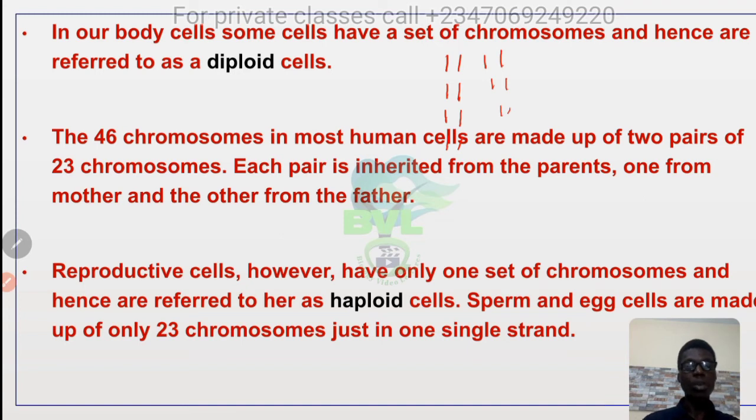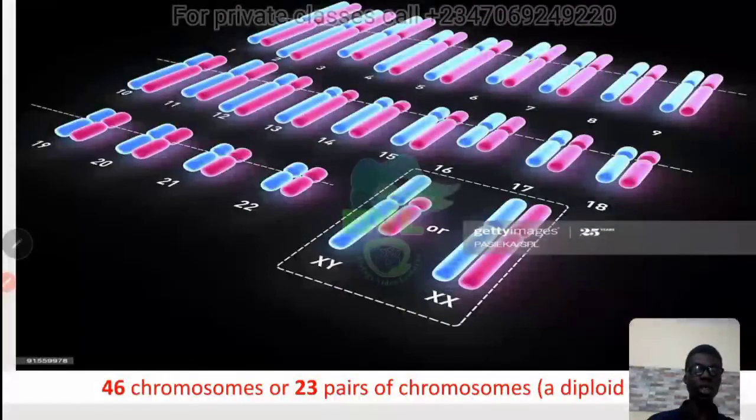In that sense, reproductive cells, however, have only one set. So for a reproductive cell, we're going to be seeing just one, it won't be in twos. Examples of such cells are your sperm cells and your egg cells, which are made up of only 23 chromosomes, just in single strand, as it were.